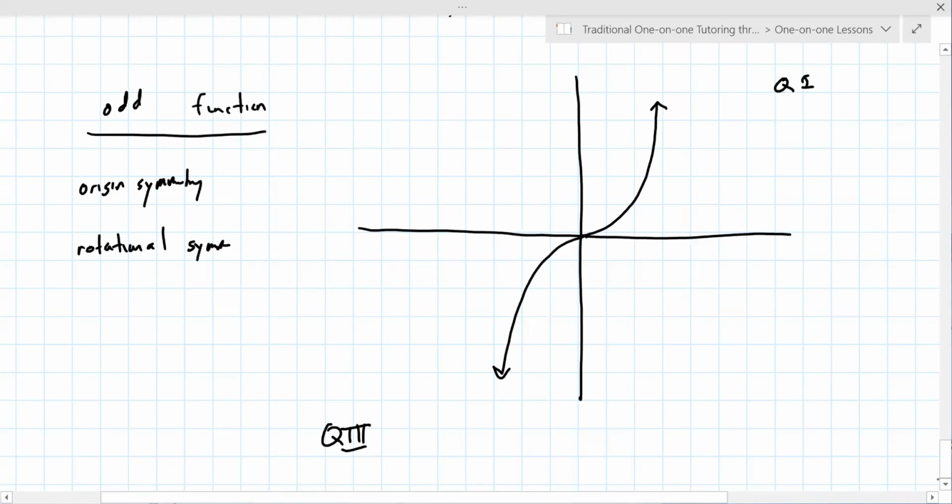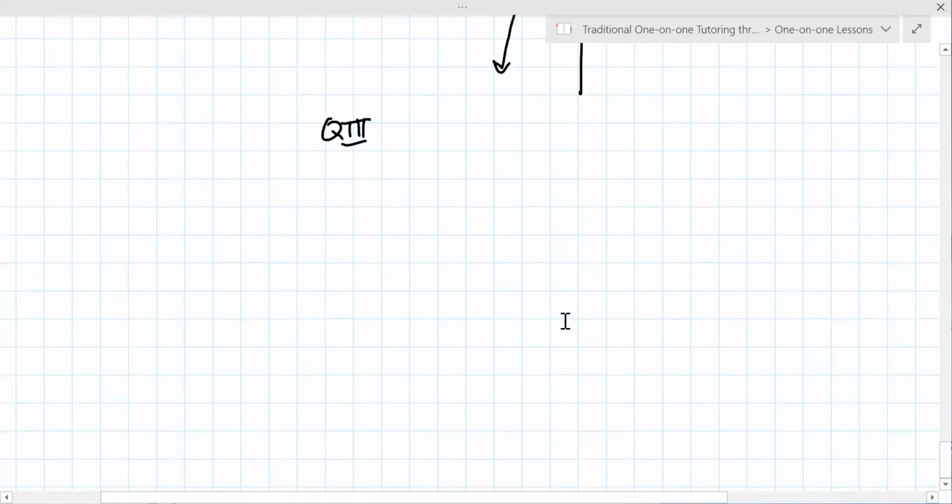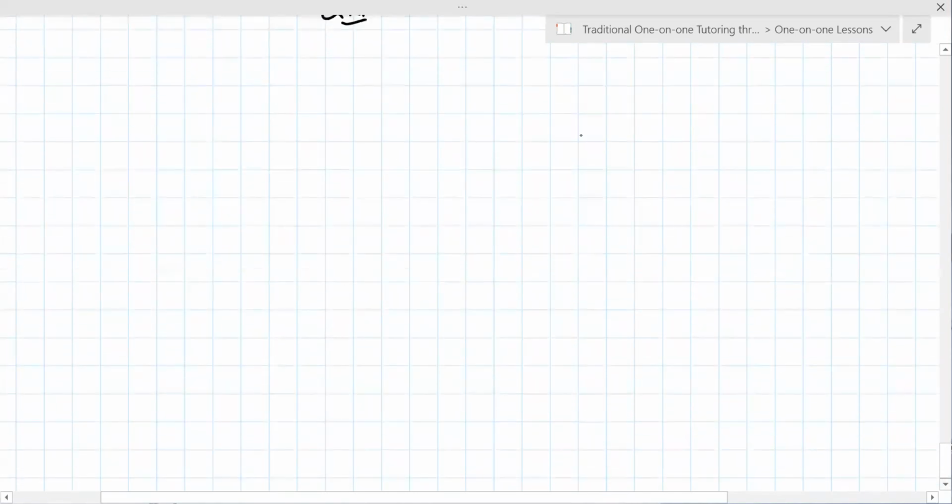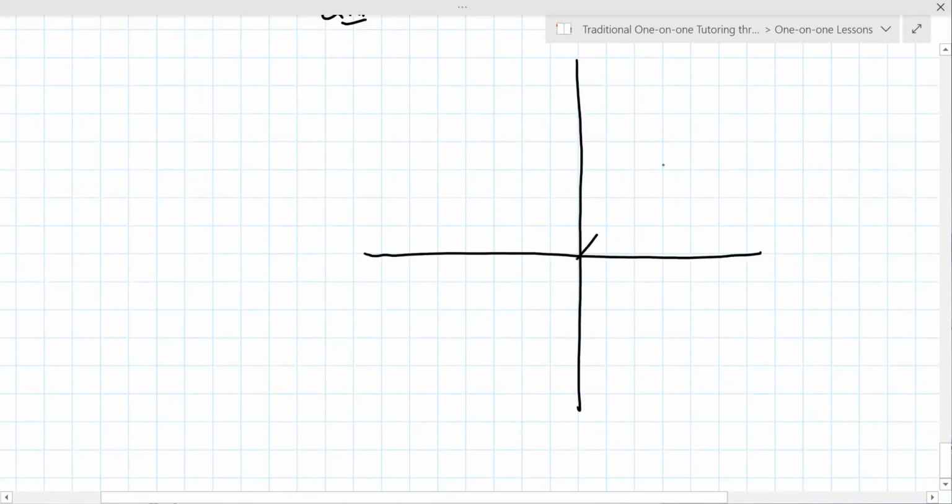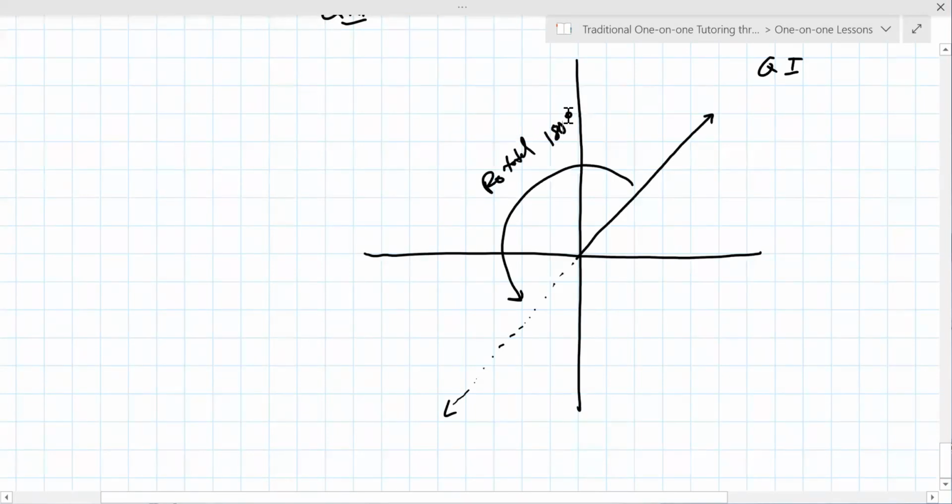Now, if that example isn't clear, let's try one more here. Let's say your line looks like this in quadrant 1. Your rotated line is going to be down here. And this is rotated 180 degrees. If you were to go all the way around, that's 360 degrees, but you stop halfway. Got it.